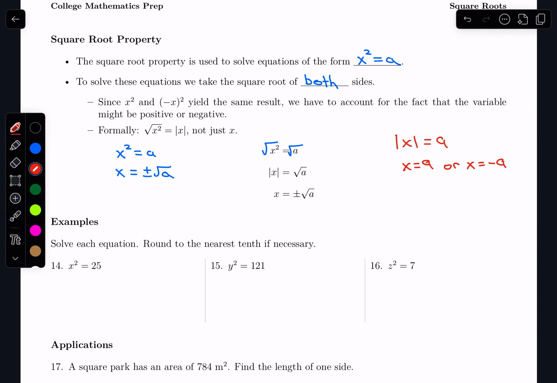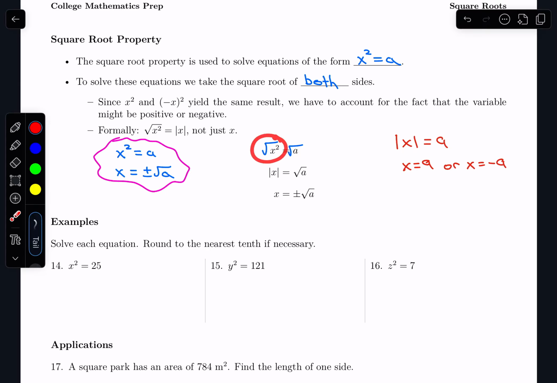So now, luckily, we don't have to write this absolute value step every time. It's just important to know what's going on behind the scenes. So we can do what's over here on the left, which is that when we square root both sides, we just have to remember to put a plus or minus in front of the square root on the right side. And that's what we're going to actually do moving forward. But I wanted to make sure we're all clear on why that happens.